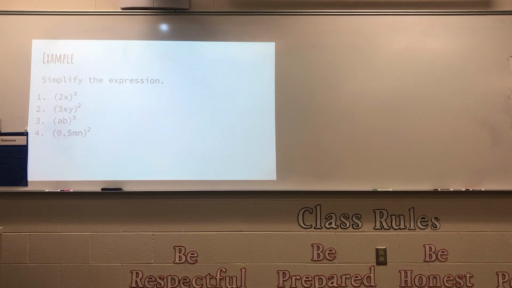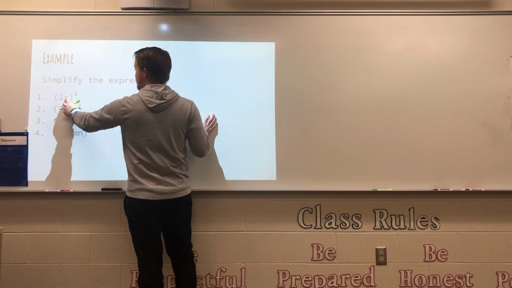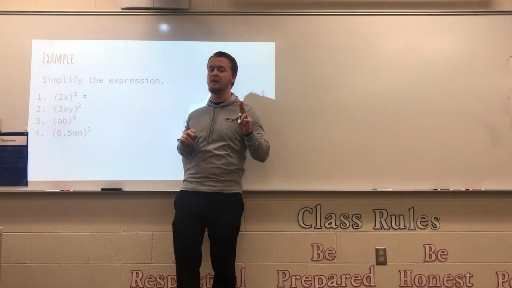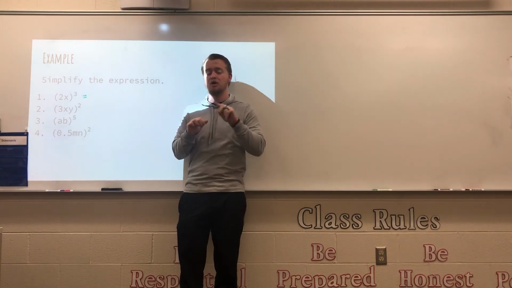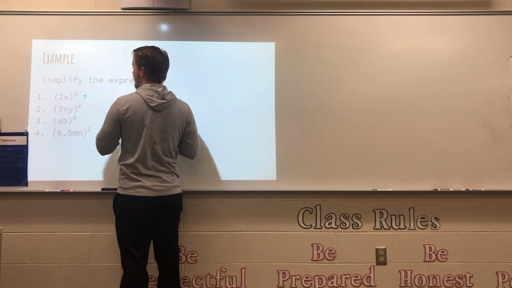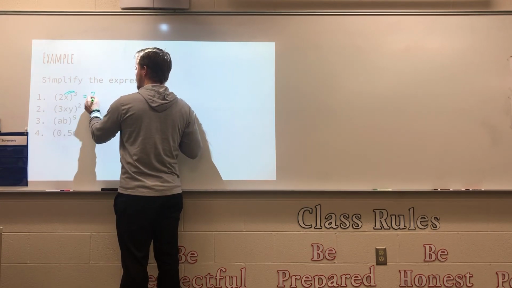Okay, so let's look at that last type, which is to simplify these expressions. So here we have 2x on the inside to the 3rd. So remember, if you have things being multiplied on the inside of parentheses and all of it's raised to a power, you're pretty much distributing that exponent through. So here, 2 and x are being multiplied, so what I'm going to do is distribute that 3 to both of them. So that becomes 2 to the 3rd times x to the 3rd.